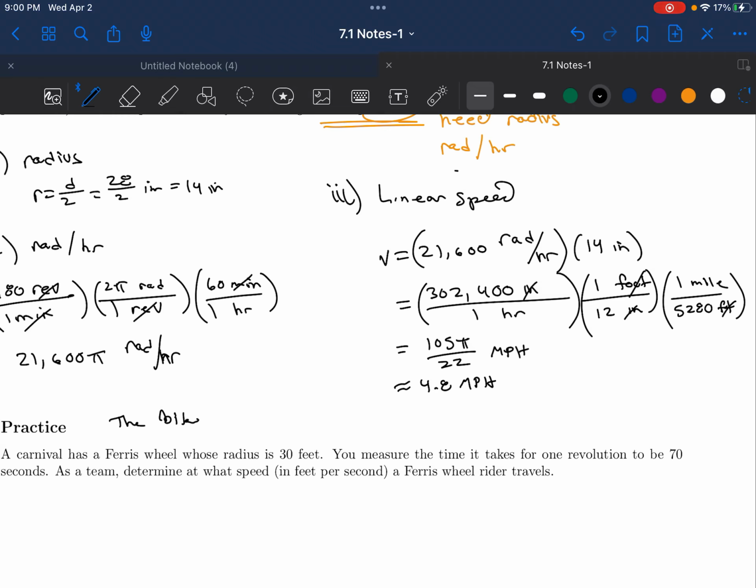The bike is going about 4.8 miles per hour.